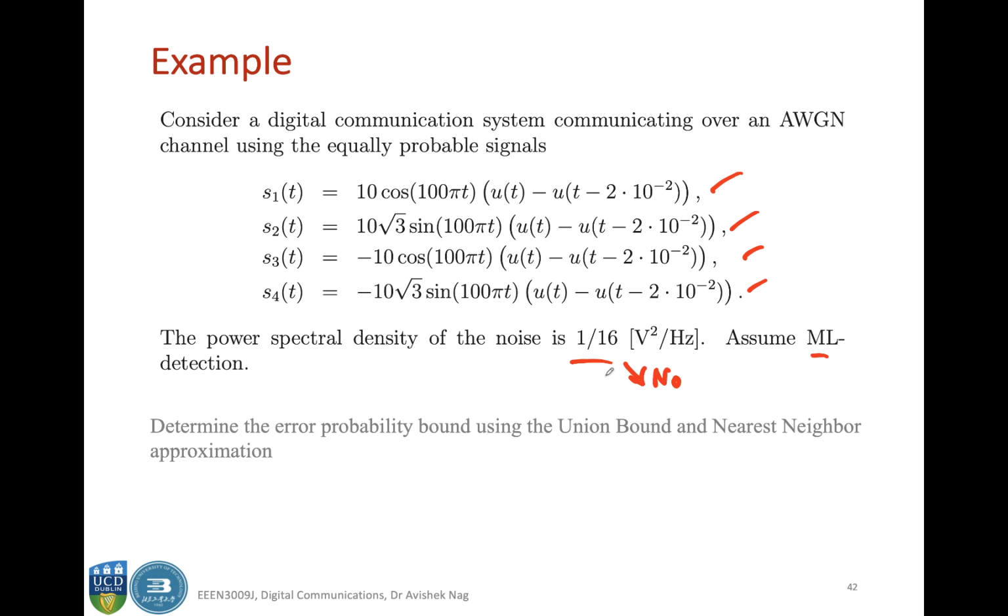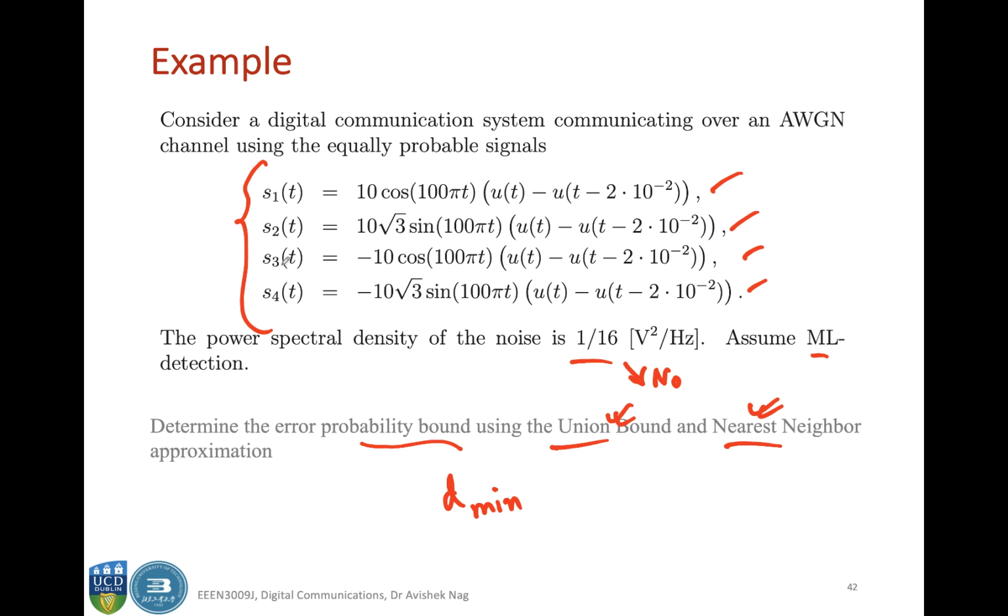So when we are applying the union bound and nearest neighbor, you see how these bounds are dependent on the distance between the signals, or rather d min. So the first step for any problem that asks you to calculate the error probability bound using any of these approximations is to calculate d min. Now for this set of signals, let's see what will be the d min.